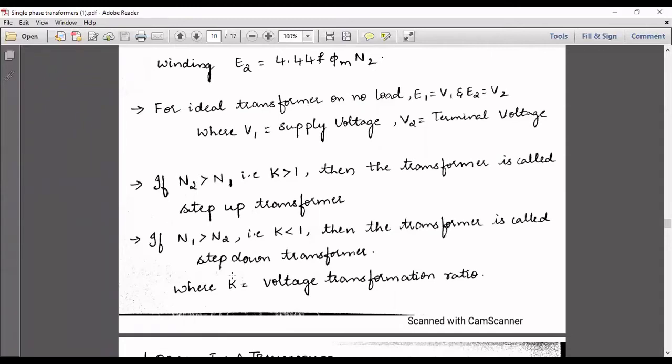So whatever is the EMF which is induced in the transformer, either with respect to the primary or the secondary side, it is derived by the equations E1 is equal to 4.44 f phi maximum N1 and E2 equal to 4.44 f phi maximum N2.